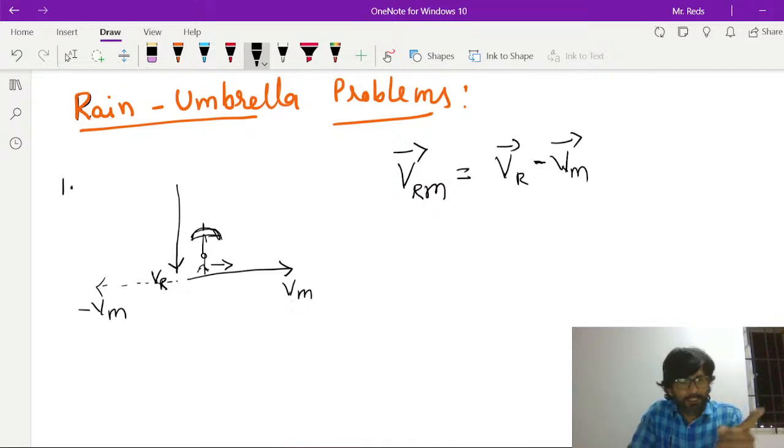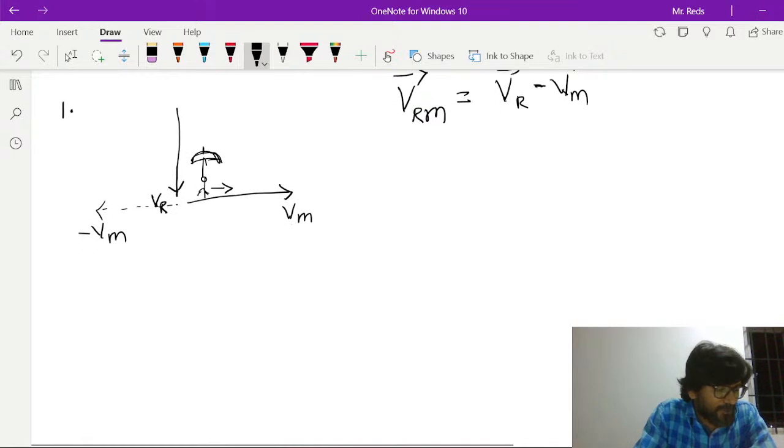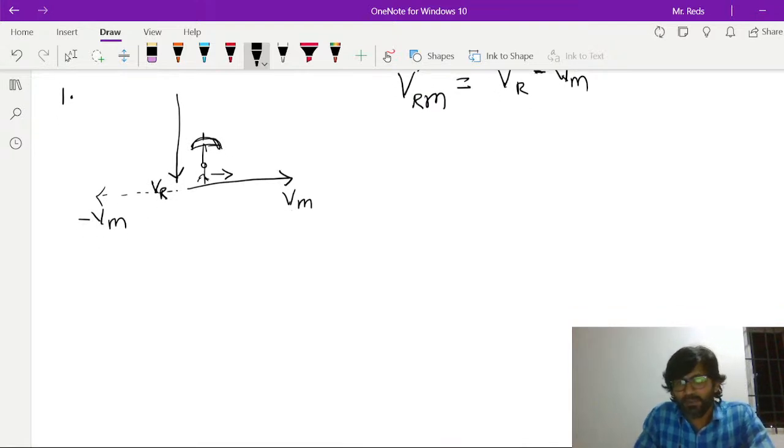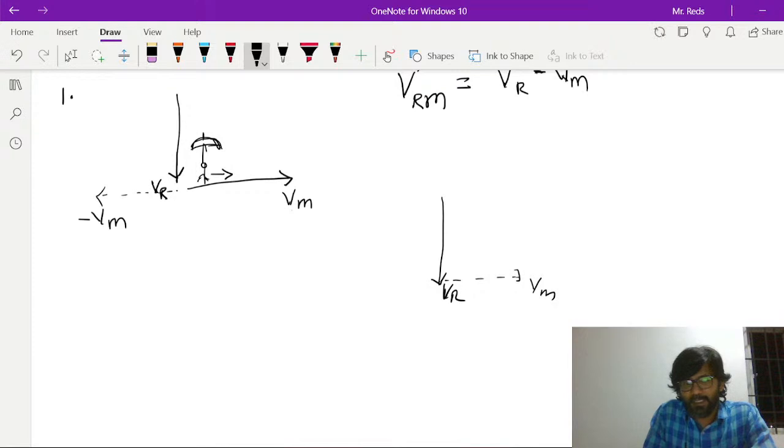So pictorially, how can you express this, so that you can understand this angle? Let us try to understand. Pictorially, we can express this as the velocity of rain. Rain is falling down actually. This is the velocity of rain, Vr. Velocity of man in the negative direction. This is the velocity of man, Vm.